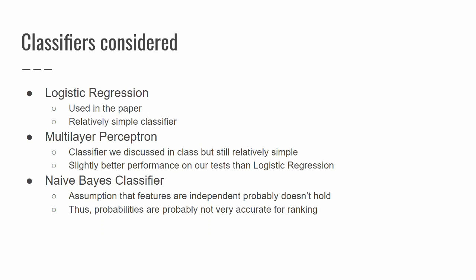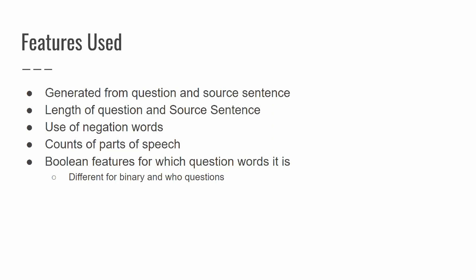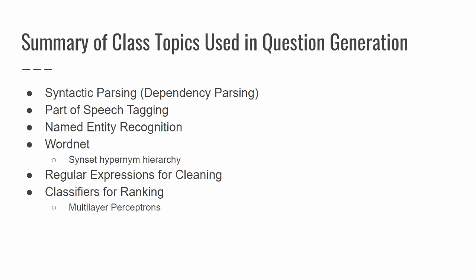For classifiers, we considered logistic regression and MLP. We briefly considered naive Bayes, but we decided that because the features aren't really independent, the probabilities wouldn't be very accurate. And then finally, the features we use for our classifiers, we generate from the question source sentence, and these include things like length of the questions and sentences, parts of speech, and Boolean features for the type of question it is.